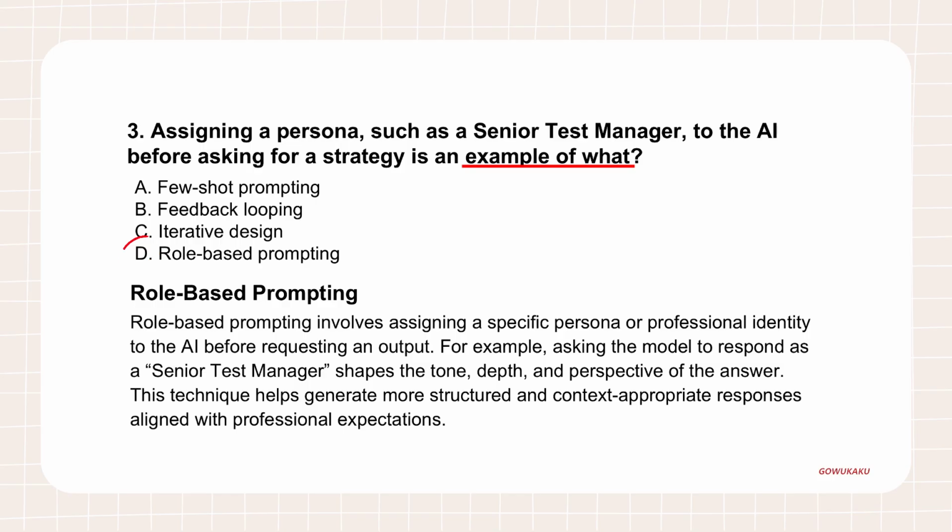Exactly. But if you ask as a senior test manager, the vectors shift. It starts talking about risk analysis, resource planning, and release schedules. It aligns the response with the patterns associated with that role in its training data. Yes. It's about context setting. You're basically narrowing the search space for the answer. I really like that. Narrows the search space.